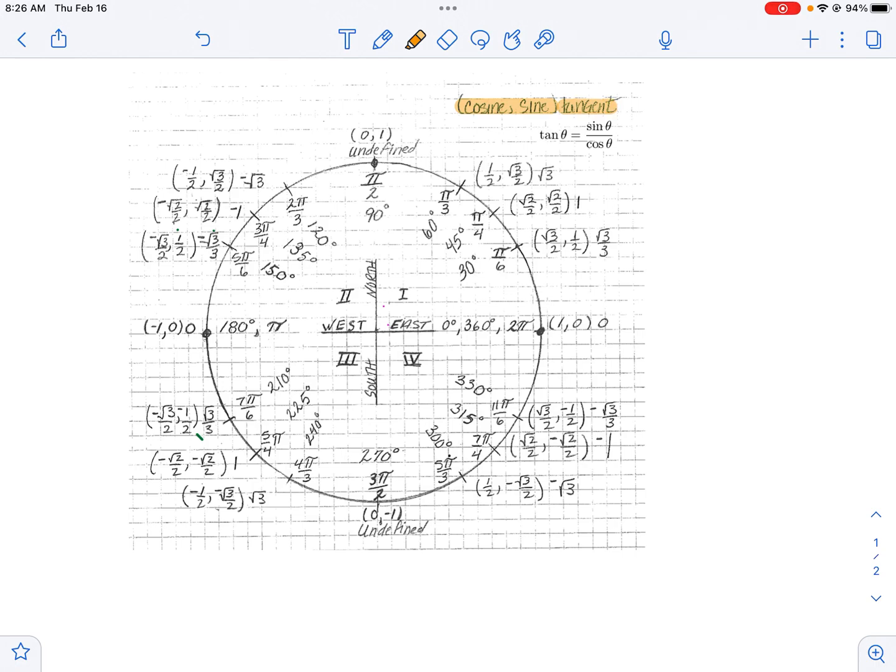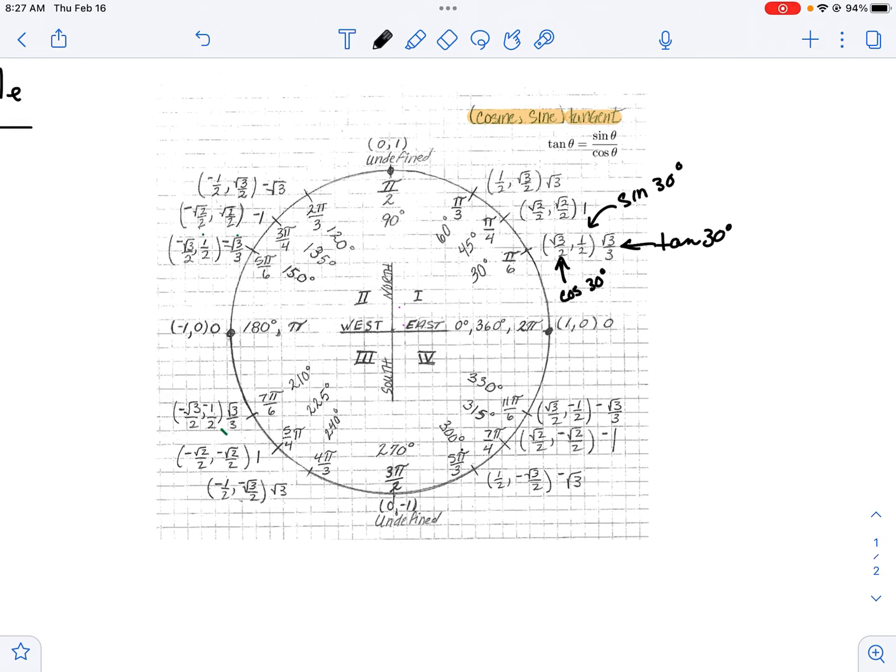And so, for instance, if you were to look at this, that is cosine at 30 degrees, and this is sine at 30 degrees, and this is tangent at 30 degrees. So that's how those are written. And basically, that's all you need to know, is the order that everything is in.